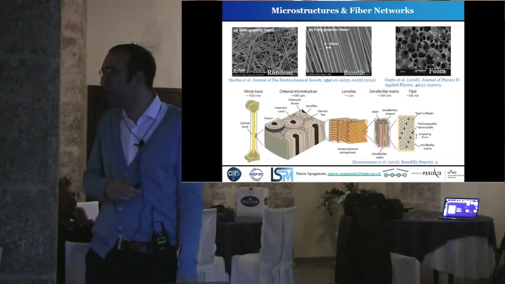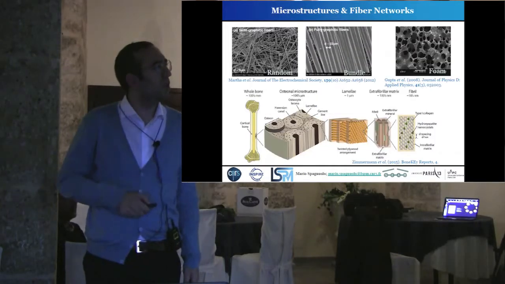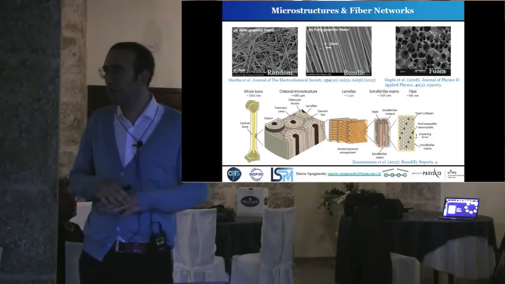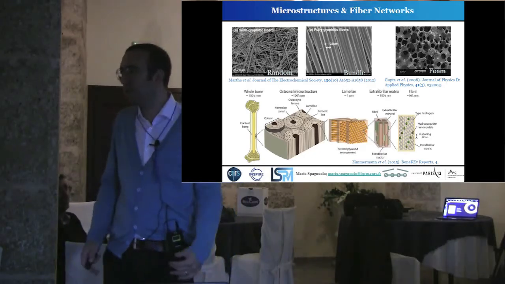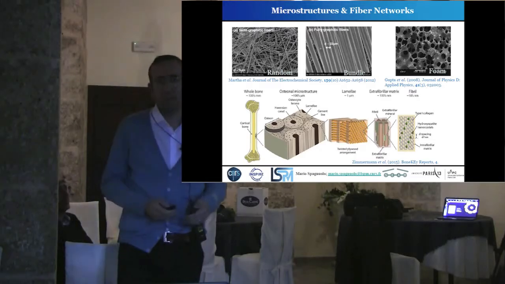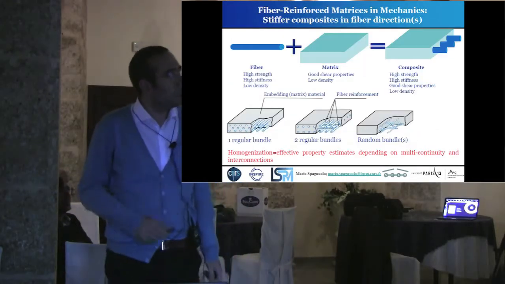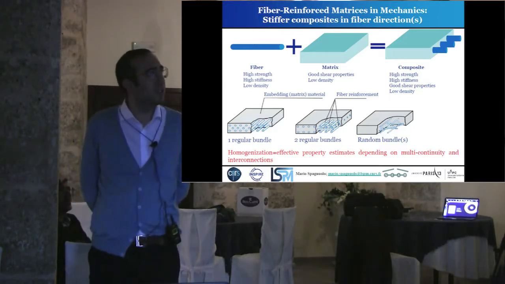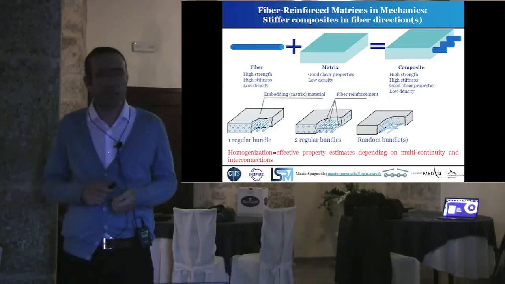We have this kind of structures in nature. Here is graphene, but also, for example, in bone we have at a certain level fiber reinforced matrices, and so this discussion is not only academic, but can be based also on natural research. Why think to fiber reinforced materials? Because we have the advantages of fibers, so high strength, high stiffness, and good shear properties due to the matrix.